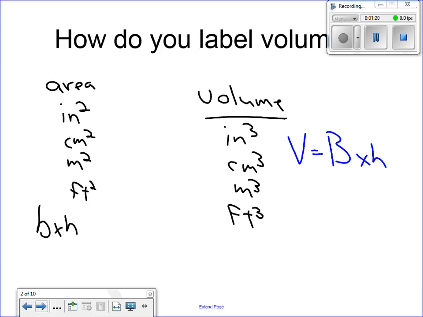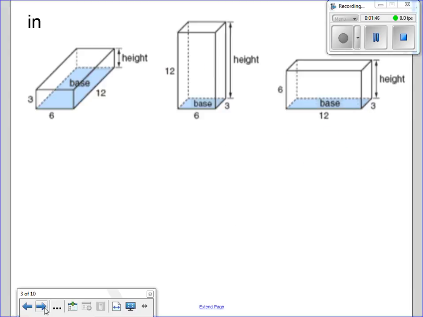Now let's take a look here. Big B is different from the little b. This is what the big B represents. Big B equals the area of the base, and then you multiply it by height. So a three-dimensional shape will look like a building, a house, or a cube. Let's take a look at some of these things.